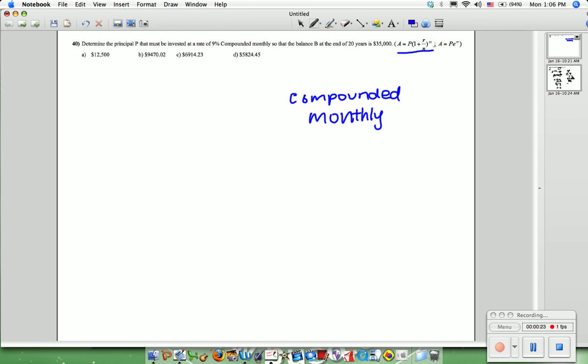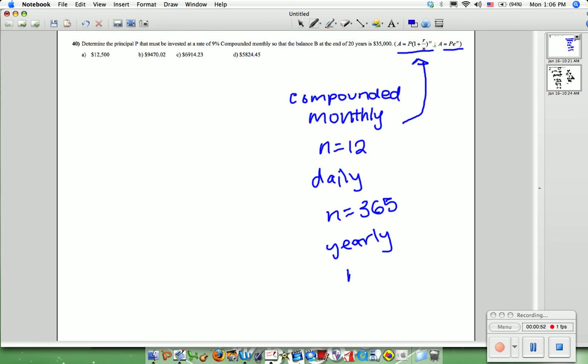So there are these two equations. The first one refers to compounding monthly, yearly, daily, quarterly, things like that. So monthly, how many times do they calculate in a year? N would be 12. If it's daily, N would be 365. If it was yearly, N would be 1.